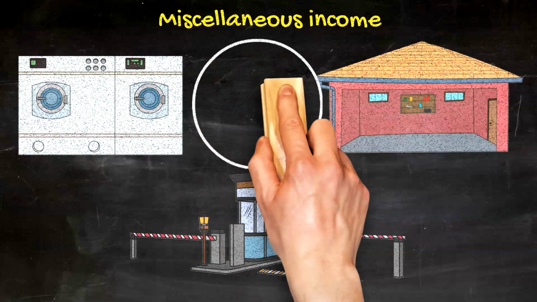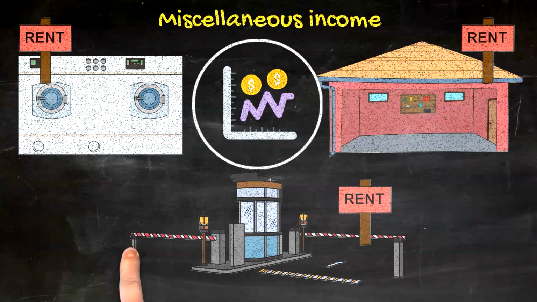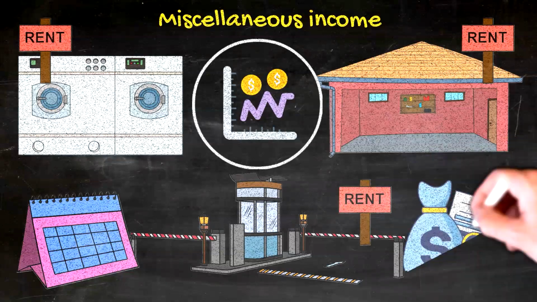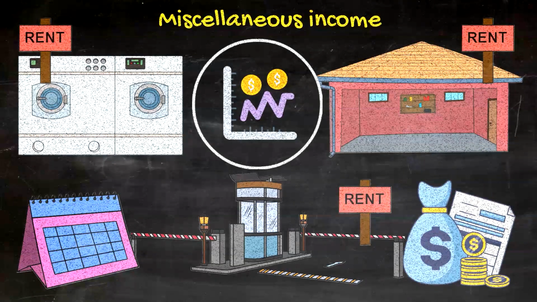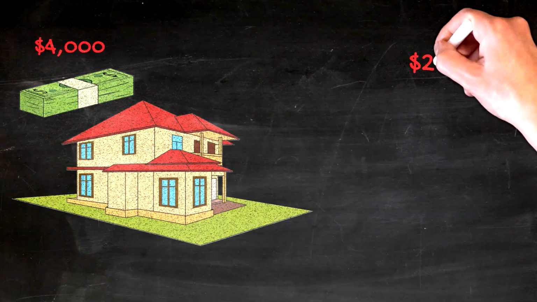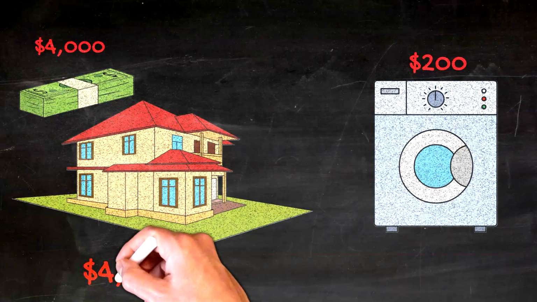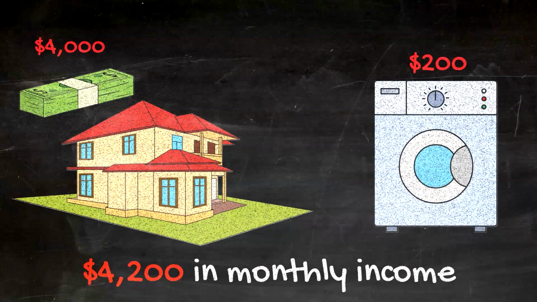That income can fluctuate a bit, but if the property has been rented for a while, you can use the past year to get a pretty accurate monthly average. Even for short-term rentals, if you got a year of history, you can average it out. So let's say, for example, a property brings in $4,000 in rent and another $200 from laundry per month. That gives us a total of $4,200 in monthly income.